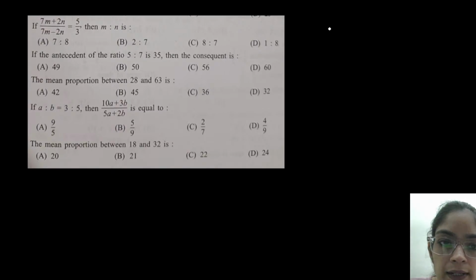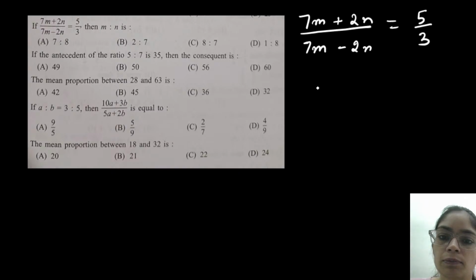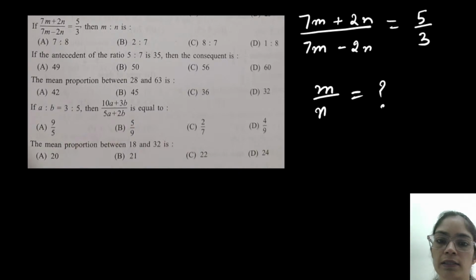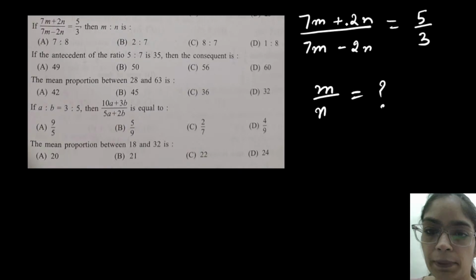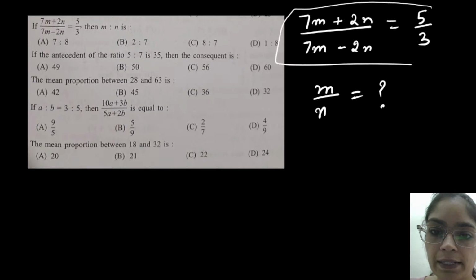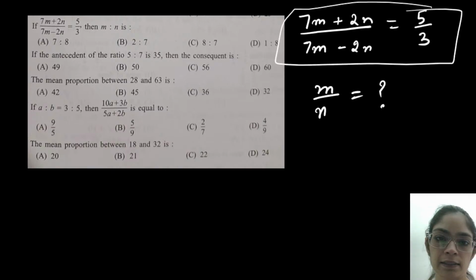It's given to us 7m plus 2n by 7m minus 2n. This is equals to 5 by 3. So some expression's value is given to us, and what we have to do? We have to find the value of m by n. So this is the expression's value, it's there. We have to find m is to n or m by n. So how to do?